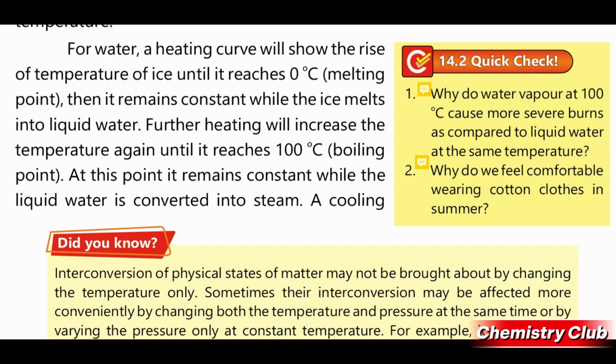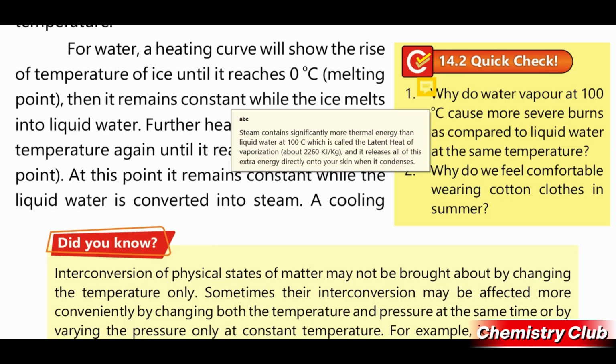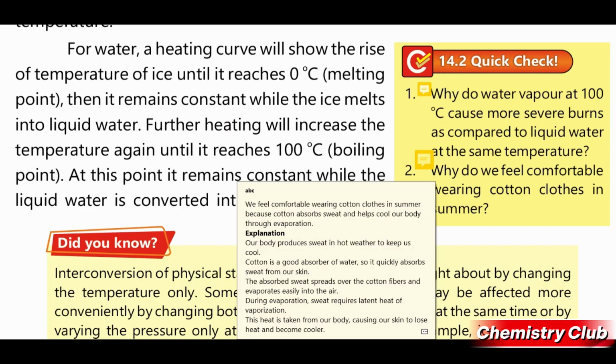At the end, we will solve the quick check. So question number 1, why do water vapors at 100 degrees Celsius cause more severe burns as compared to liquid water? And the answer is steam contains significantly more thermal energy than liquid water at 100 degrees Celsius, which is called the latent heat of vaporization. And this heat of vaporization is about 2260 kilojoule per kilogram, and it releases all of its extra energy directly onto your skin when it condenses. So that will cause more severe burns due to the large amount of heat that it has.